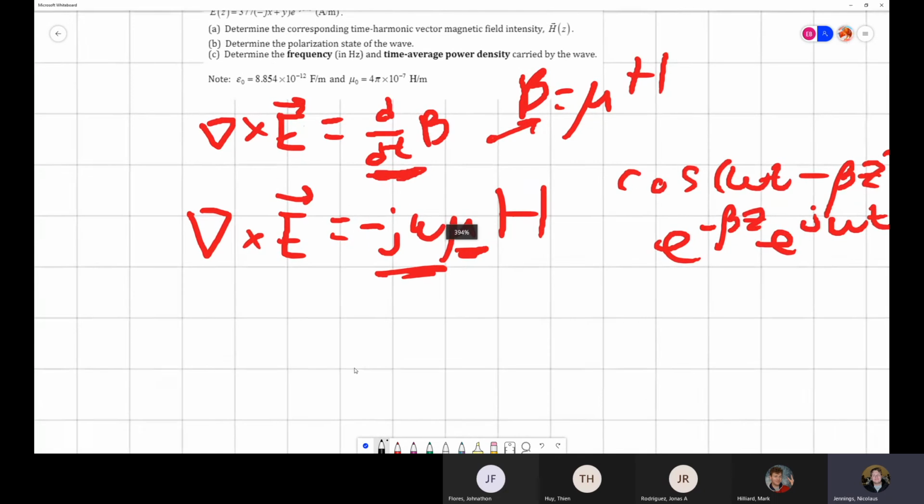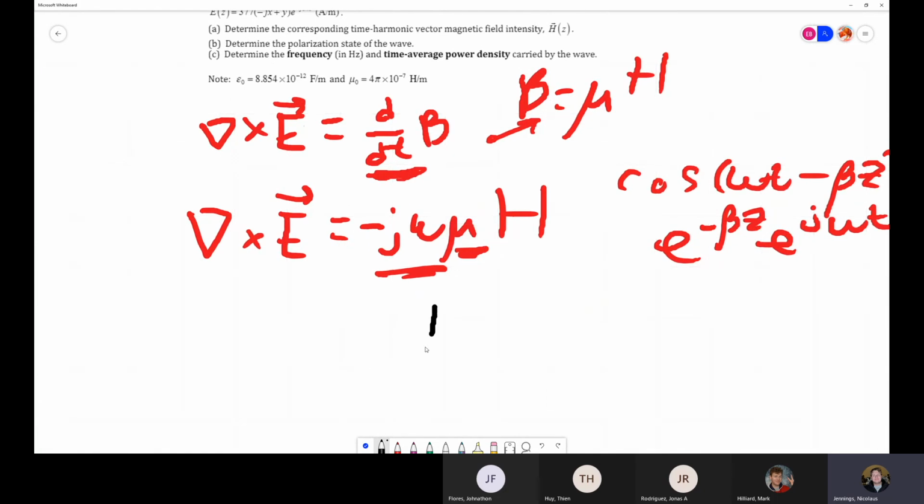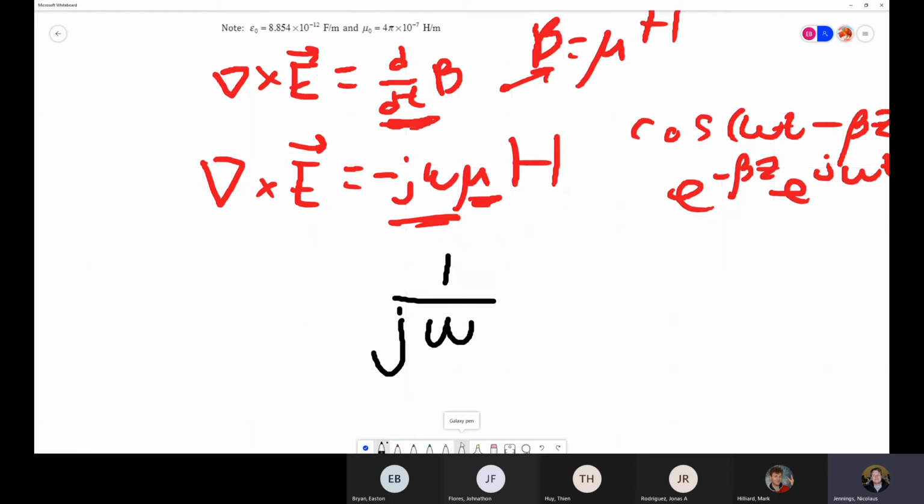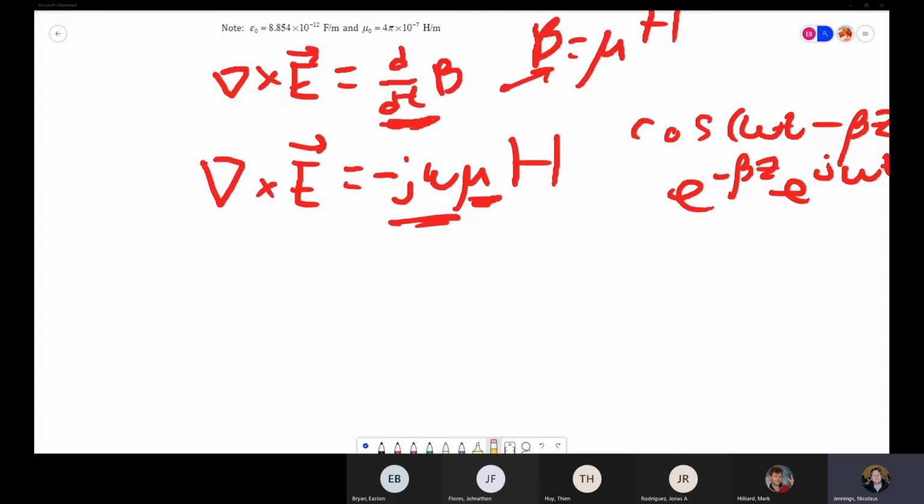What we've basically done here is one over j omega, and j omega is basically the Fourier equivalent of d/dt. I don't know why the omega is still on top; sorry, it's supposed to be on the bottom. I was just filling in the blank.